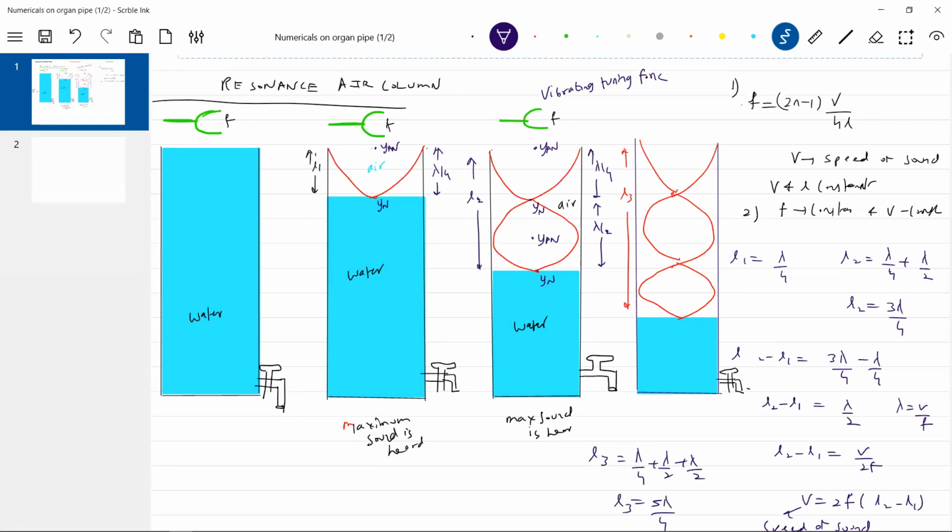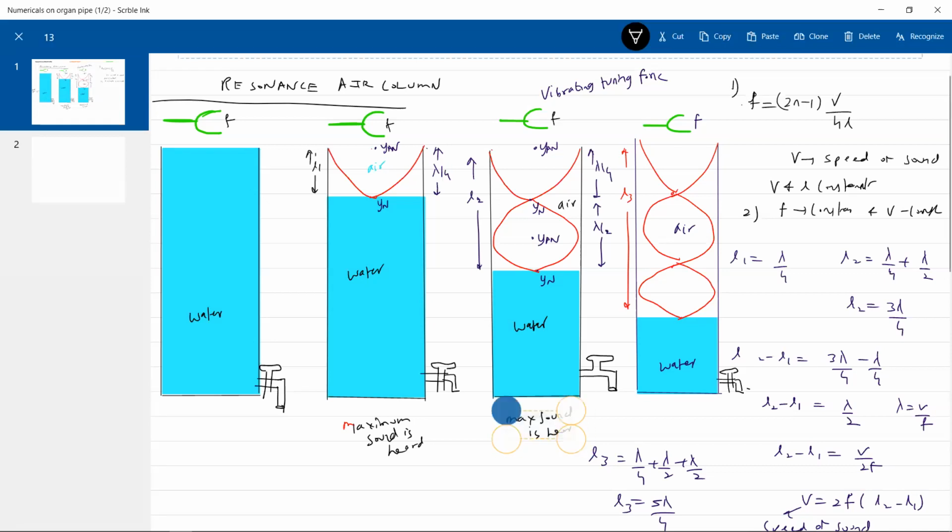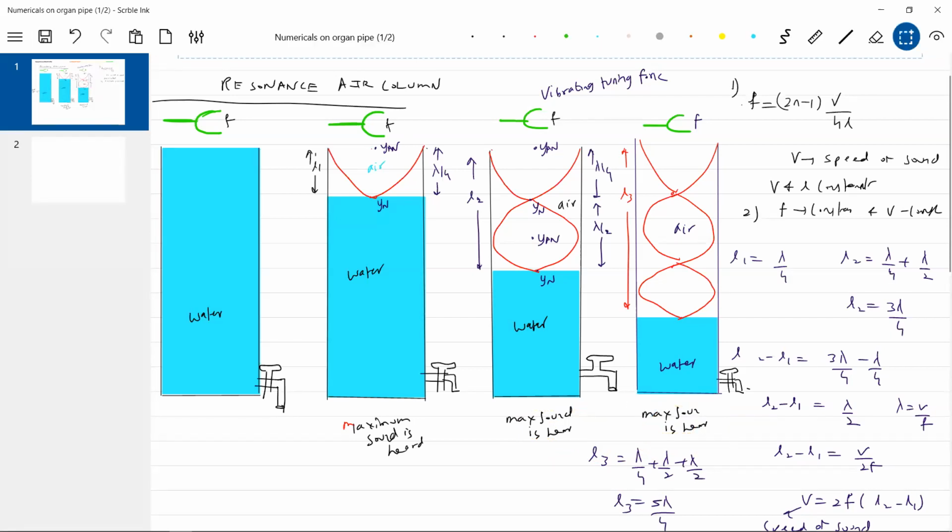Like that, I'm going to keep on hearing a maximum sound only when the length of the air column is equal to the resonating length. That's the meaning of this. Very simple. Sir, in between, when the length of the air column is between L1 and L2, do I hear sound? You are going to hear a sound, but it will not be maximum.